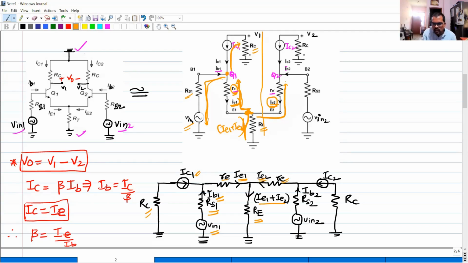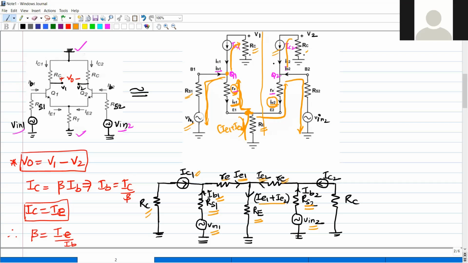After that, in this direction, tell me. IB2 current is flowing, and the resistor is RS2. The current is IB2, the resistance is RS2, and the applied voltage is Vin2. Right? After that, this one. What is the current here? IC2, and the resistor is RC.